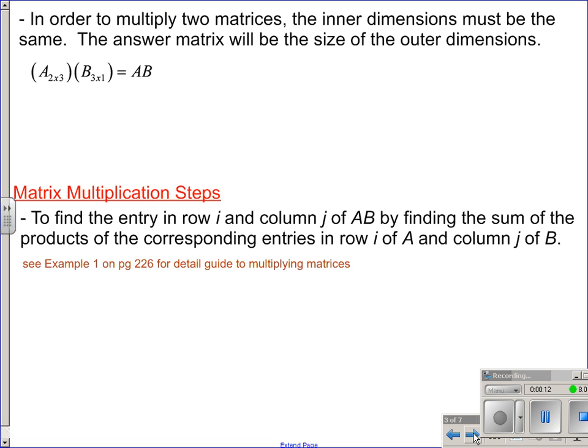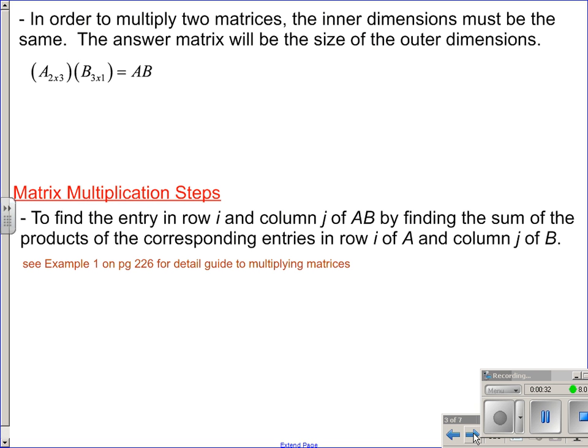So, in order to multiply matrices together, they have to be of a proper set of dimensions. Looking up at the top, it says the inner dimension: in order to multiply two matrices, the inner dimensions must be the same, and your answer matrix will be the size of the outer dimensions.